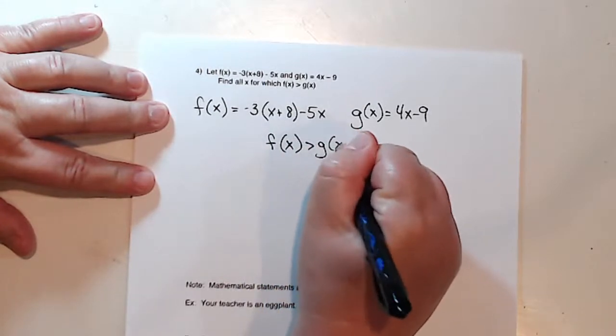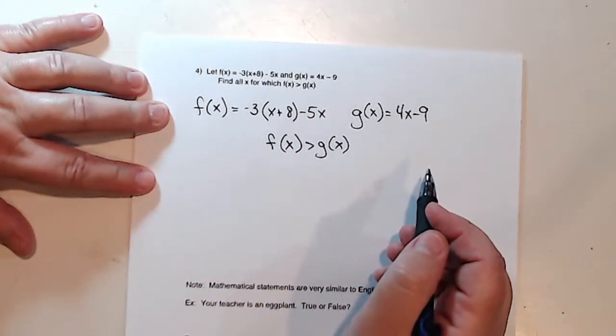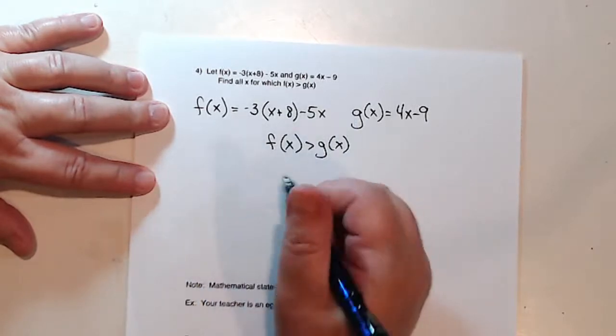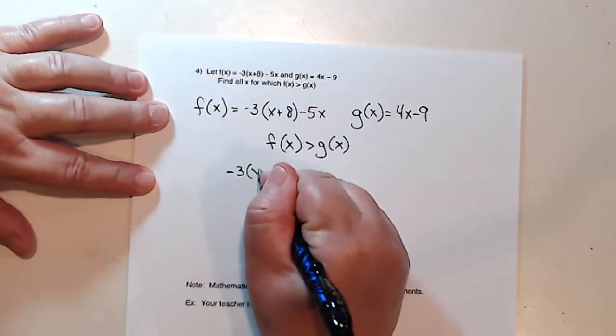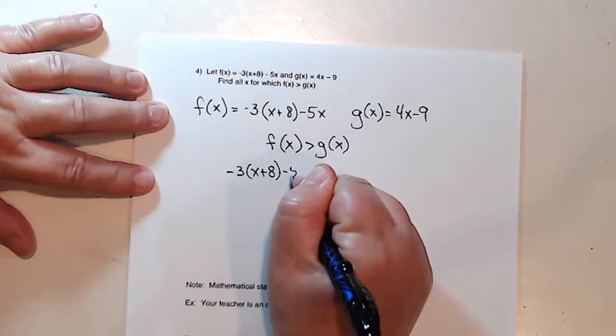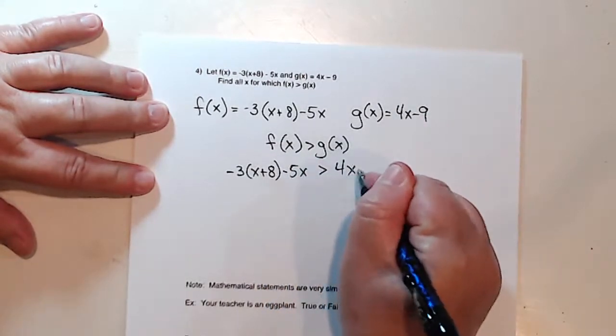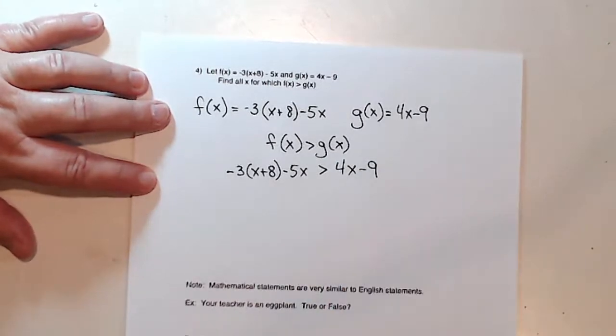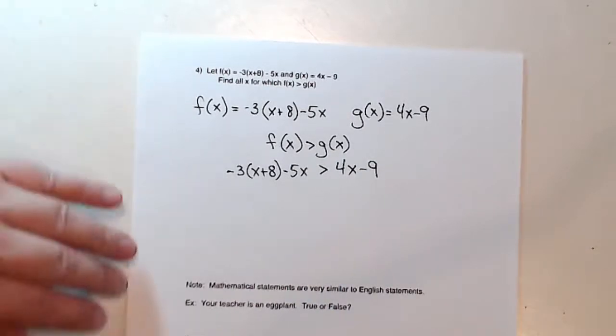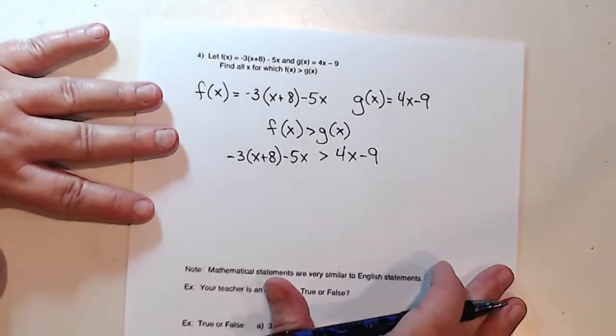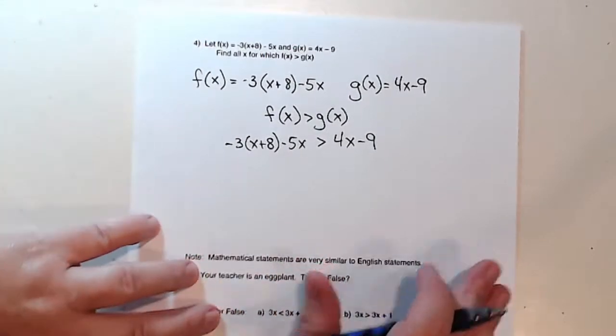This seems so complicated, but it's just substitution. I'm going to take my f of x, the -3 times the quantity x plus 8 minus 5x, is greater than, and then we're going to take the g, 4x minus 9, and that's it. Bam, we solved this inequality. So hopefully it's not as bad as you worried, but possibly worse than you hoped.